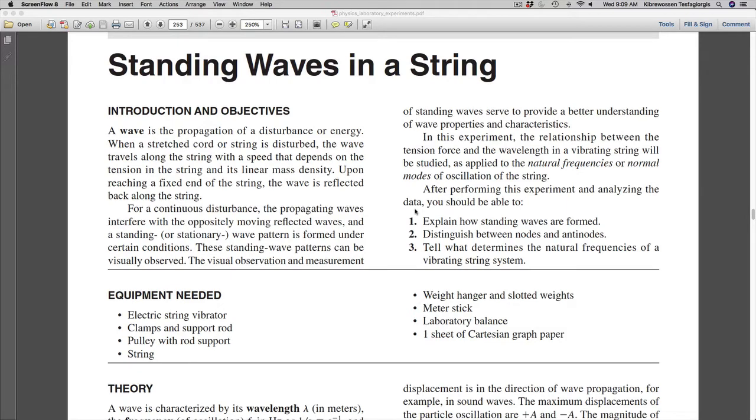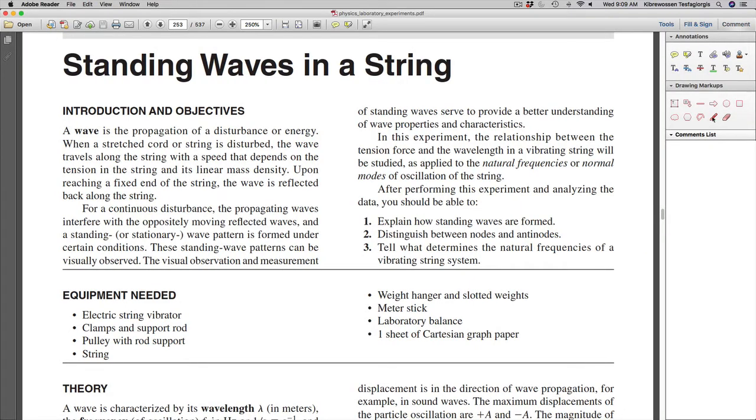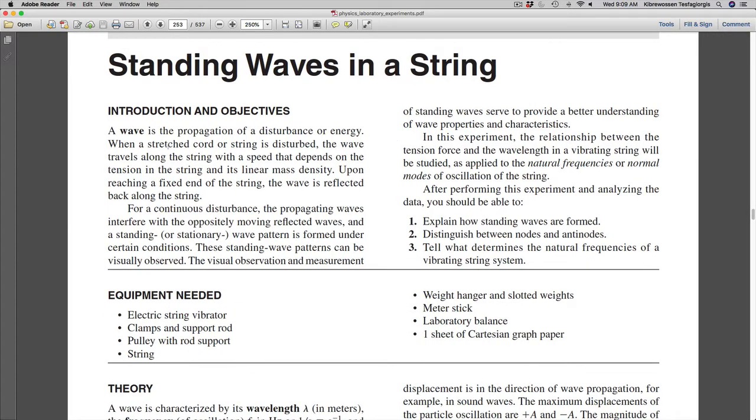Hi everyone, today's lab exercise is about standing waves in a string. So first of all, let's try to define what a wave is. A wave is just the propagation of a disturbance or energy in space in general. That's what a wave is. And then what is a standing wave?